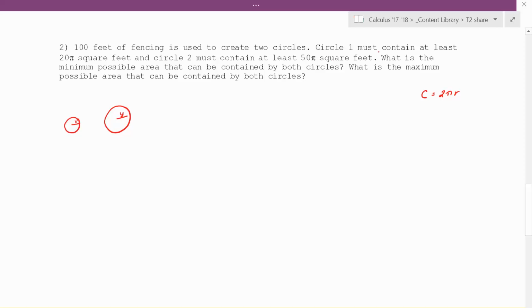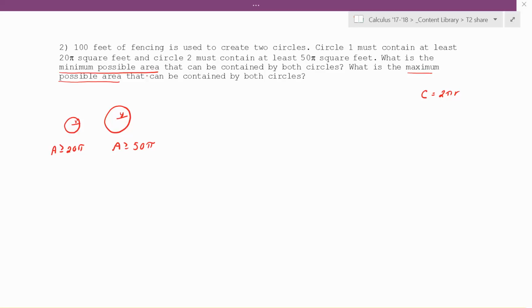Circle 1 must contain at least 20 pi square feet. So the area of this circle has to be greater than or equal to 20 pi. The area of circle 2 must contain at least 50 pi square feet. So the area is greater than or equal to 50 pi square feet. What is the minimum possible area that can be contained in both circles? So we want to minimize, and also what is the maximum possible area that can be contained in both circles? So we're looking for both of these things.